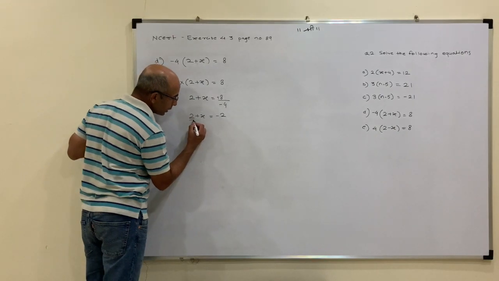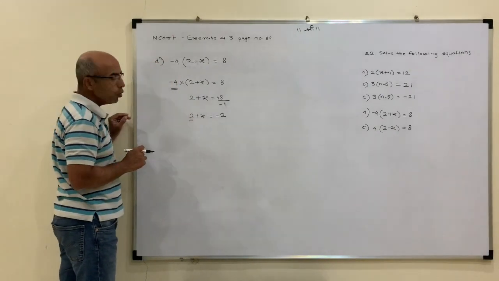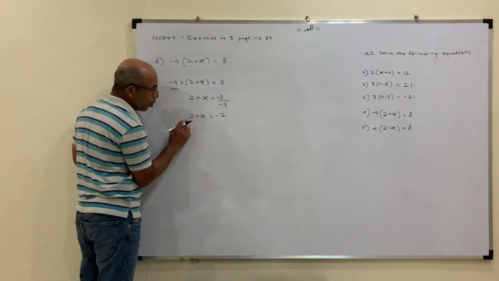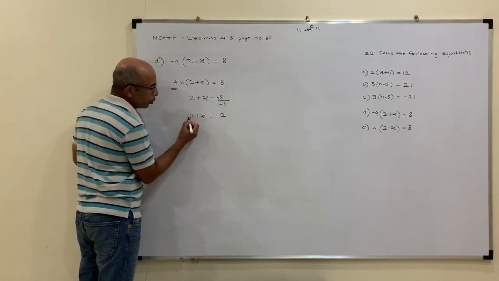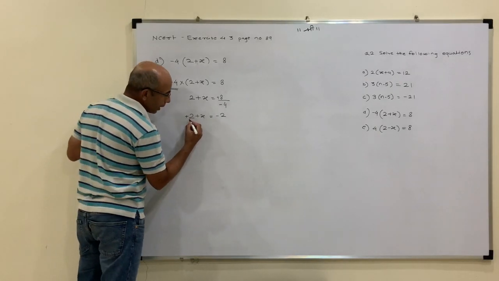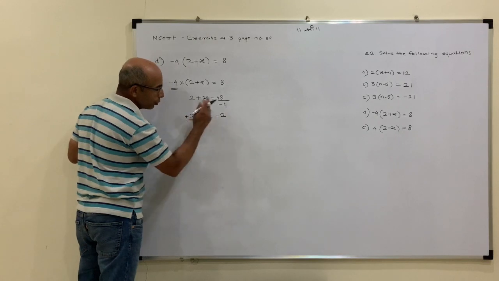Now I need to transpose this plus 2 onto the other side. Here again you need to understand there is no sign mentioned for the 2. That means it's a positive. So now I'll be transposing plus 2 onto the other side.